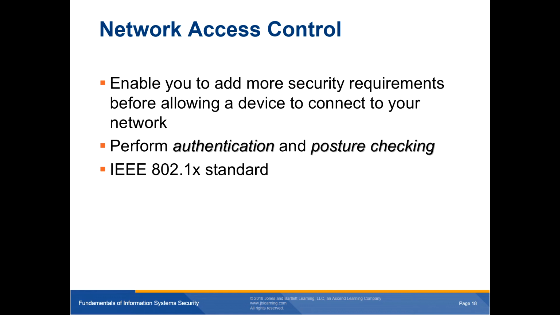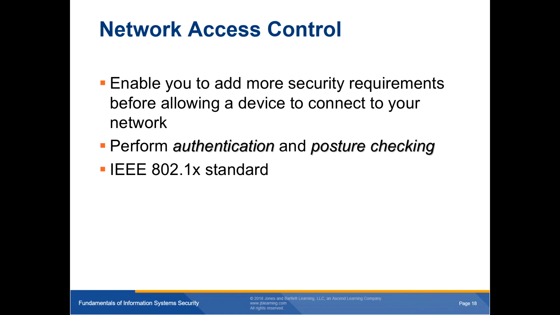Software on users' computers prompts them to log on to the network. After verifying the user's credentials, the NAC device instructs the switch for a wired network, or access point for a wireless network, to grant the user access to the network. This is the authentication component of NAC. Posture checking is an optional second use of NAC technology. When it is used, the NAC device checks the configuration of the user's computer to ensure that it meets security standards before allowing it to access the network.